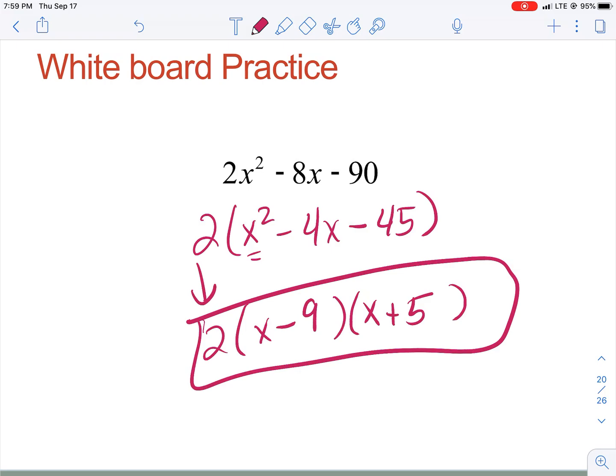Okay, so these are like factoring 1, 2, and 3. They don't start to get hard until later on. All of your factoring is due on October 6th. Do not put this off. You have a ton of time right now to work on whatever you have left.